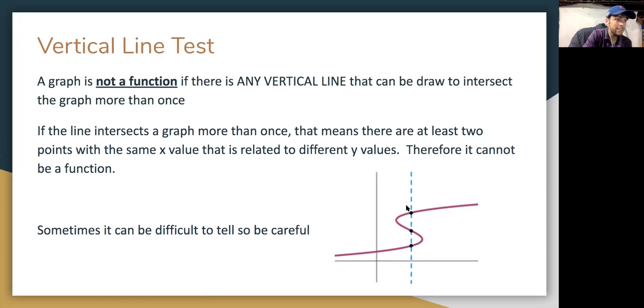Sometimes on graphs, it can be hard to tell. This one is pretty easy to tell, but if a graph maybe has a vertical asymptote, it's a little bit difficult to tell if maybe there is a vertical line there. But we do know with vertical asymptotes, that doesn't affect it. It is still a function, or at least it's not a non-function because of a vertical asymptote, because those points get infinitely closer to the asymptote. They don't just go straight up and down at any point.